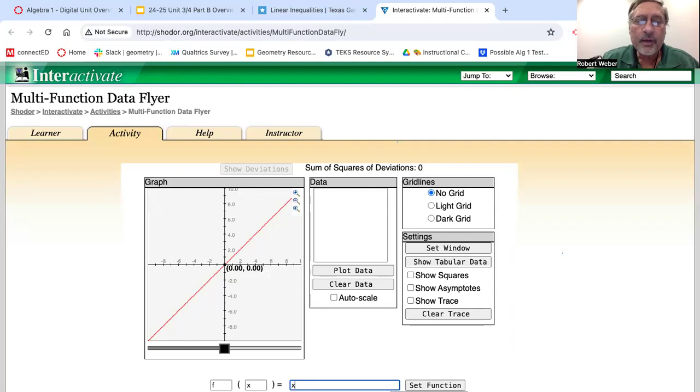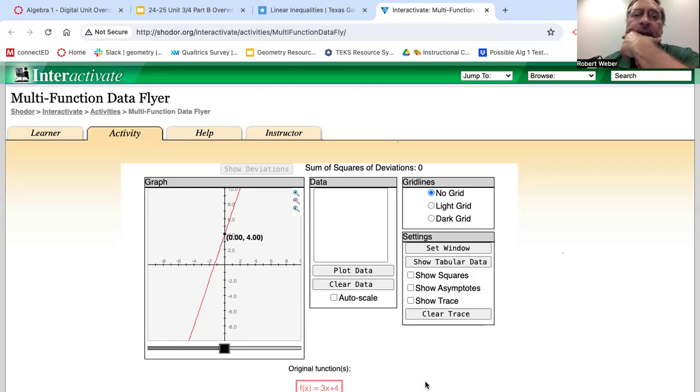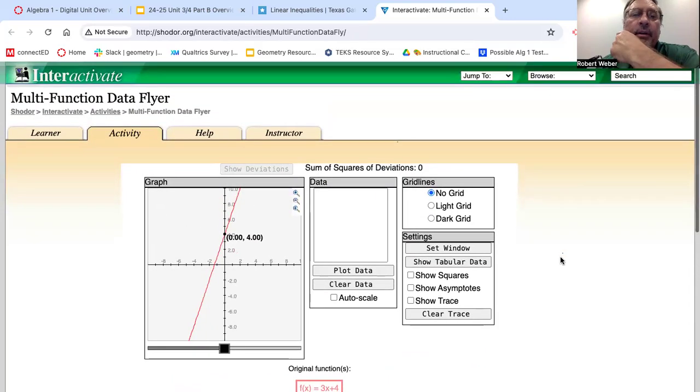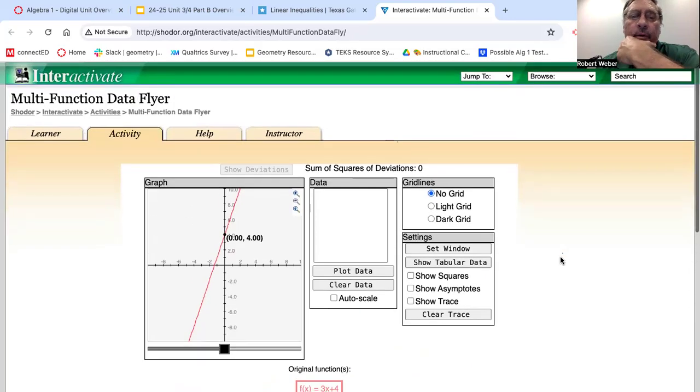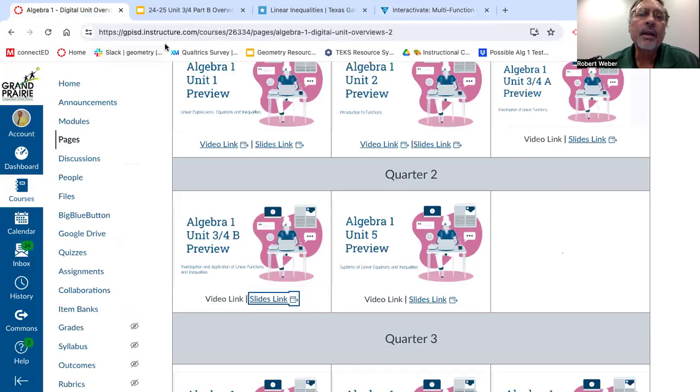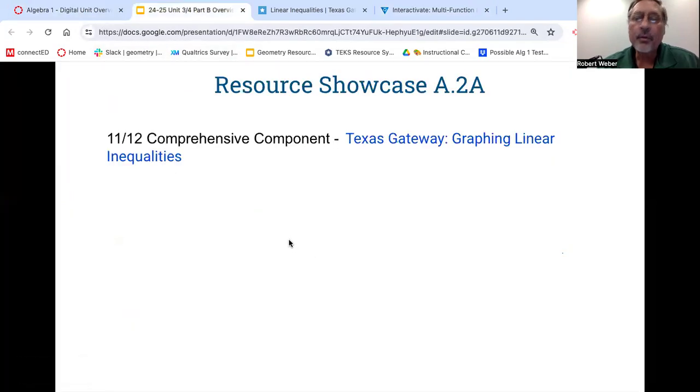So, whoops, let's see if I can go. I'm just curious. Okay, yeah. So anyway, it's interactive, a good piece of hands-on, allows you to play different things and for the students to learn by observation, which is always a positive. So if you aren't familiar with the Texas Gateway, it's my one that I'm really advocating that you take a look at for Unit 3-4B.